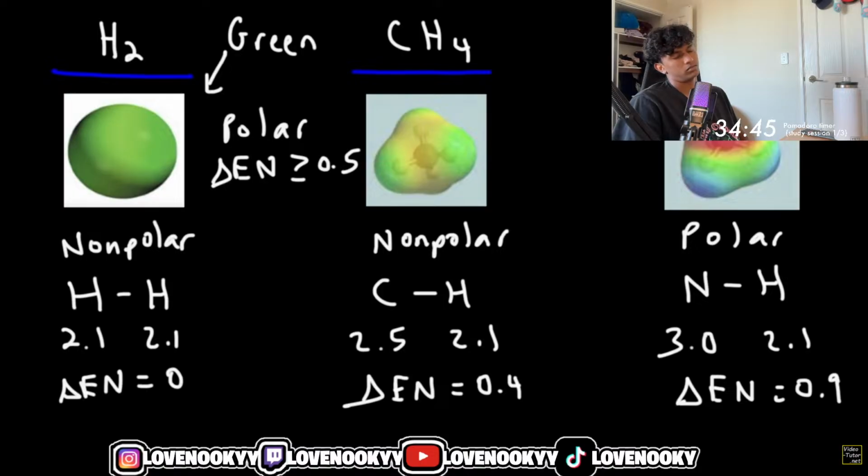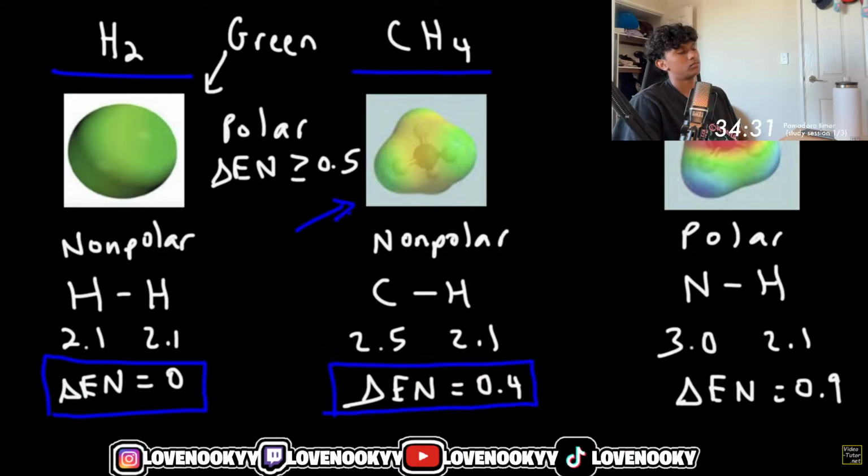And the reason being is there's not much electronegativity difference between the two hydrogen atoms. For methane, there is a small difference, and we could see some color variation. We can see the hydrogen is more on the green side, whereas the carbon, it's a little more electronegative. We can see it's a different color. It's more on the yellow side.